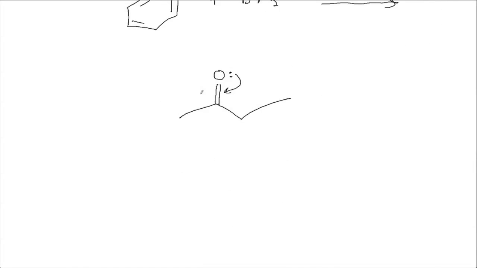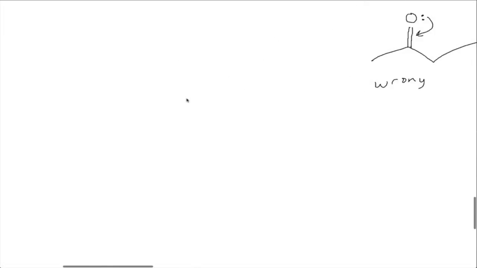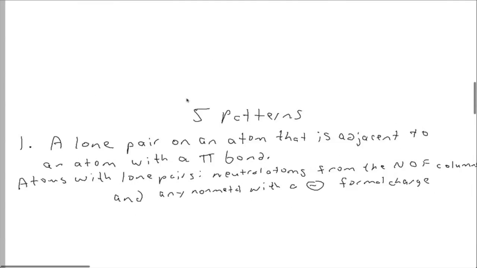You can see this is breaking the octet rule because this atom is gaining a pi bond without losing a pi bond. So the pattern looks like this, not like this. Okay? Okay, I think we're getting the idea of that pattern, so let's add another pattern.